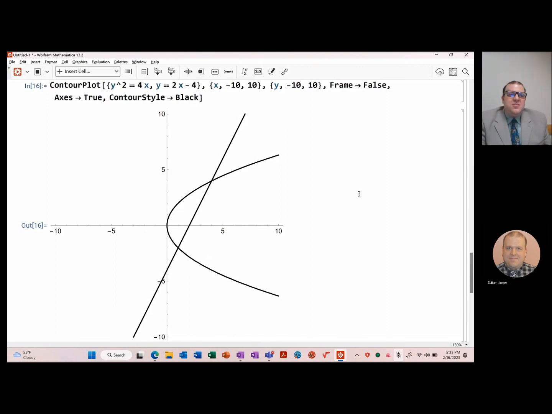With the y squared function, couldn't you just square root both sides and make it y equals square root of 4x? Right, but it's not just y equals square root of 4x. There's two of them. You'd have positive and negative.